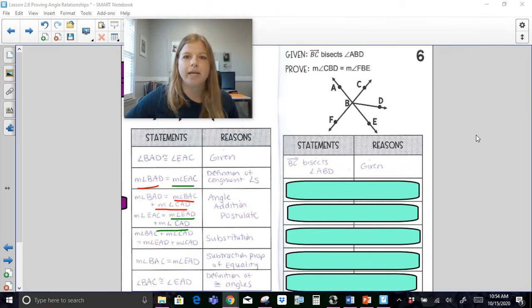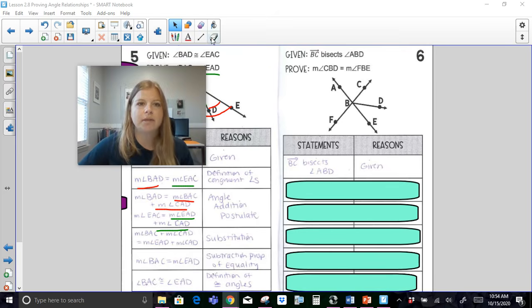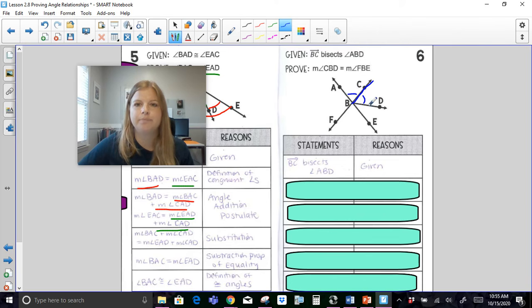Okay, given ray BC bisects angle ABD. So let's take a look at this. So this ray BC bisects ABD, this entire angle here. So that's what I know so far. I need to prove that the measure of angle CBD, so this angle here, is equal to the measure of angle FBE.